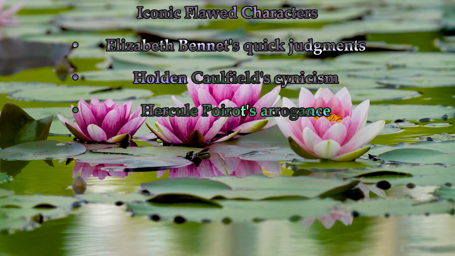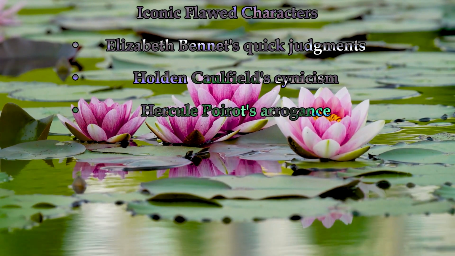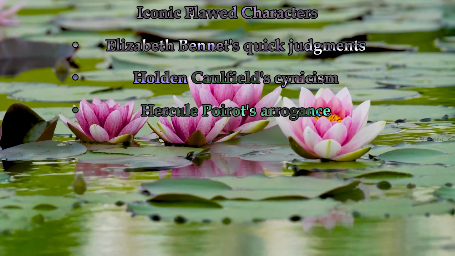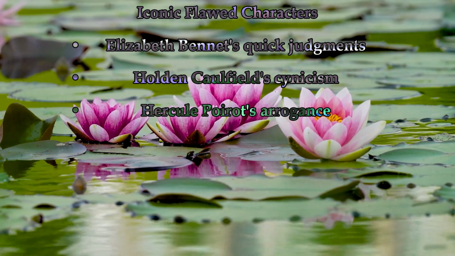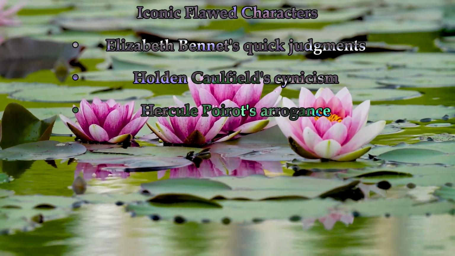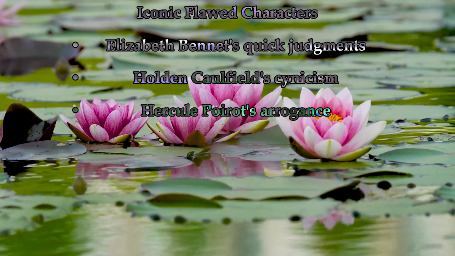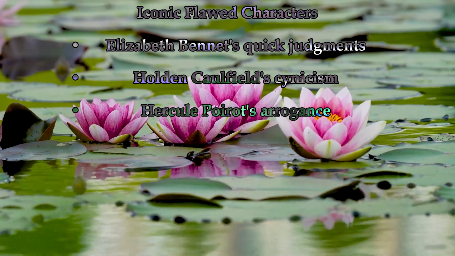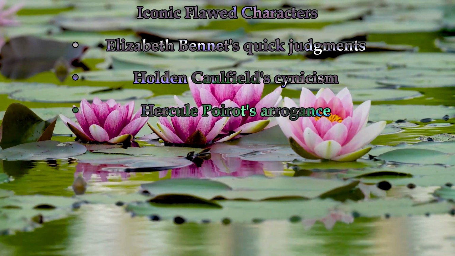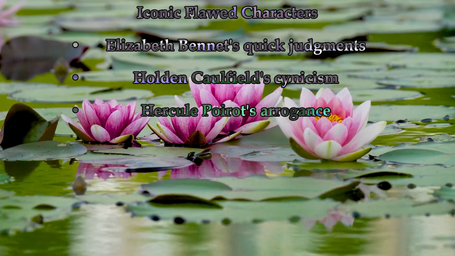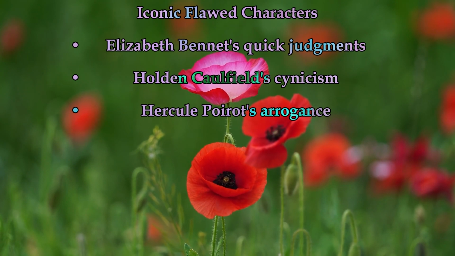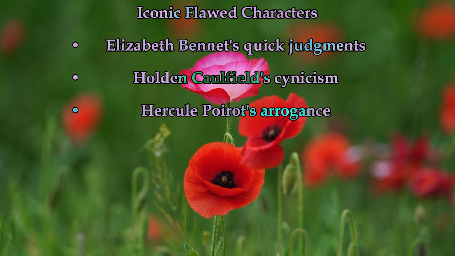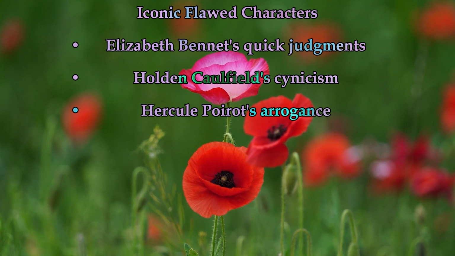Think about some of the most iconic, beloved characters in all of literature. Characters like Elizabeth Bennet, with her tendency to judge too quickly and let her sharp tongue run away with her. Or Holden Caulfield, with his cynical outlook and disdain for phoniness. Or Hercule Poirot, with his arrogance and obsessive fastidiousness. All of these characters have majorly glaring flaws. But those flaws are a huge part of what makes them feel so vividly realized and memorable. We love them, not in spite of their imperfections, but because of them. Because those flaws make them feel human.